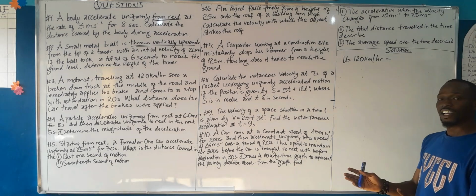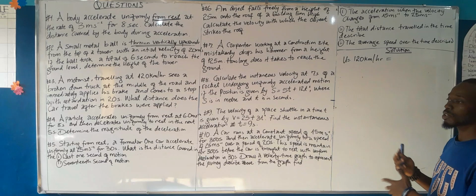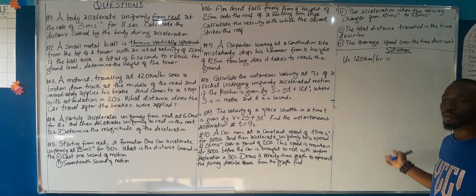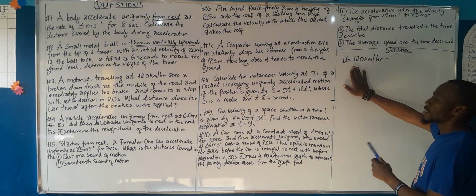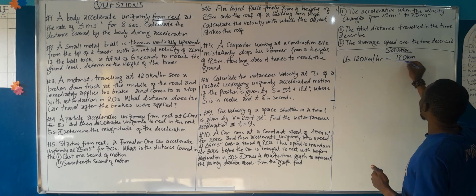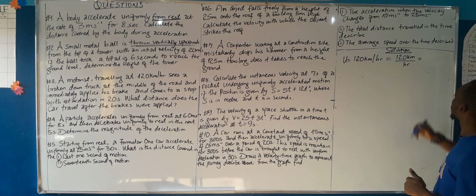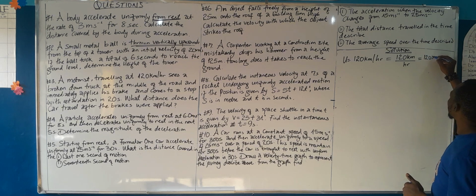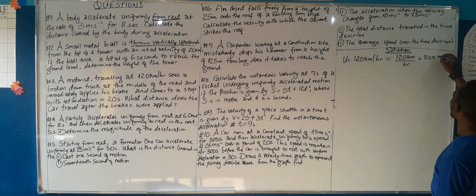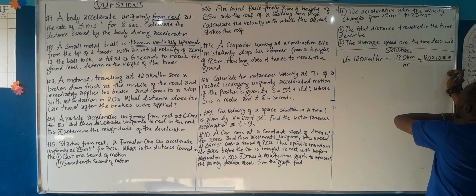If you don't know how to convert, I'll refer you to my video where I discussed prefixes in physics, and then we are going to see how to convert. So this is 120 kilometers per hour. I'll write it like this for simplicity's sake. I want to change to meters per second. Alright, 120 times. Now K means 10 to the power of 3. That is 1,000. Can you see? I've removed K and replaced it with 1,000.